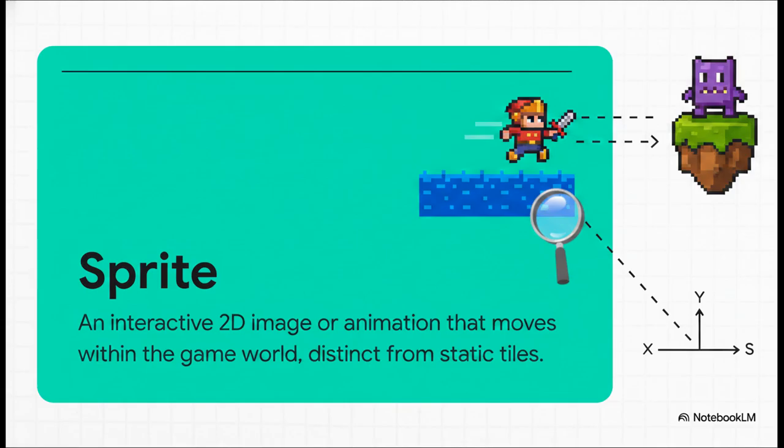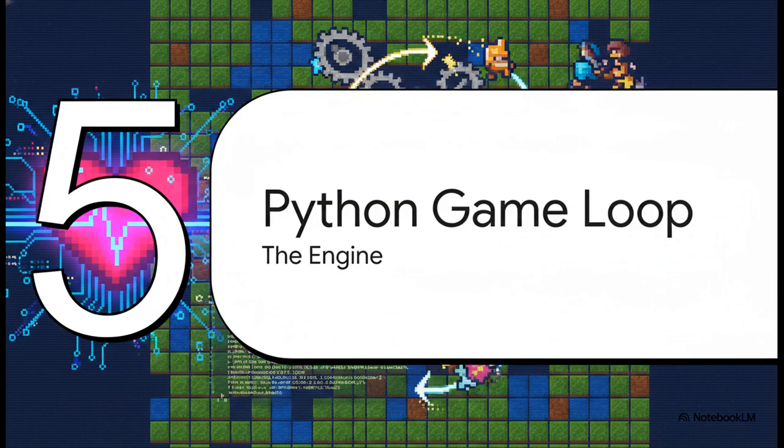And that brings us to another really critical concept in all this, the sprite. While tiles make up the static, unmoving world, a sprite is an independent, interactive 2D image or animation that actually moves within that world. Picture a player character jumping over the water, or maybe an enemy pacing back and forth on an island. Those are sprites. They have their own dynamic X and Y coordinates that are constantly updating based on player inputs and the game's physics.